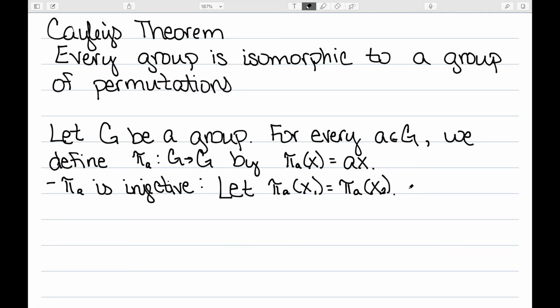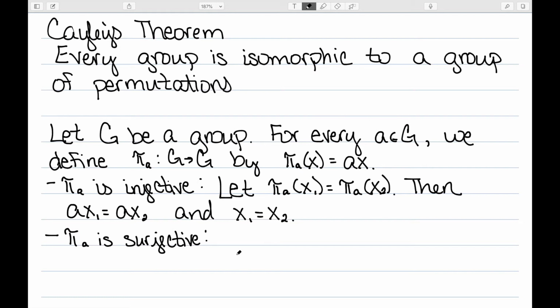Let's let pi A of x1 be equal to pi A of x2. Then I have that Ax1 is equal to Ax2 by definition of pi A. Multiplying both sides on the left by A inverse then gives me x1 is equal to x2. So we do have that this is injective. Next, we need to show it's surjective.